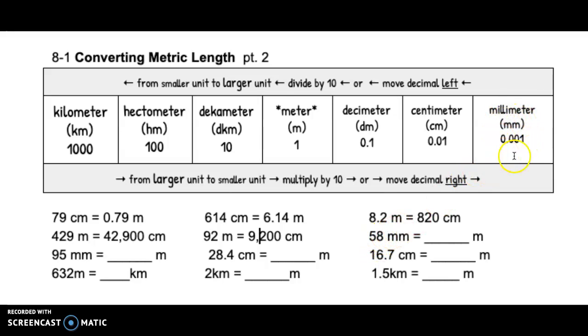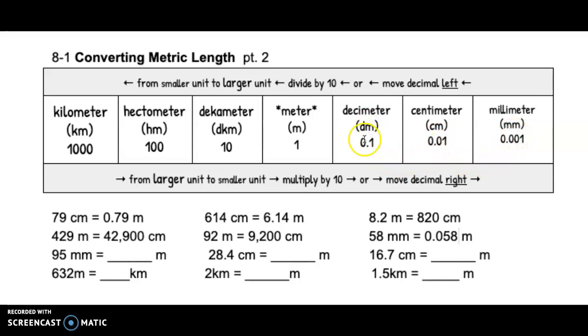58 millimeters over here, moving to meters. 1, 2, 3 to the left. Here's my decimal right now, invisibly behind the 8. 1, 2, 3. Looks like I'll need a placeholder 0. 0.058 meters.